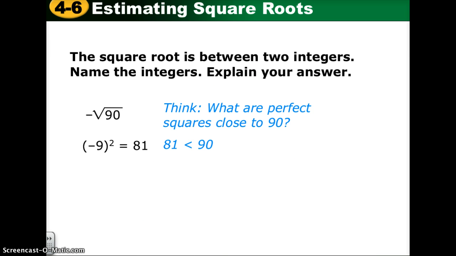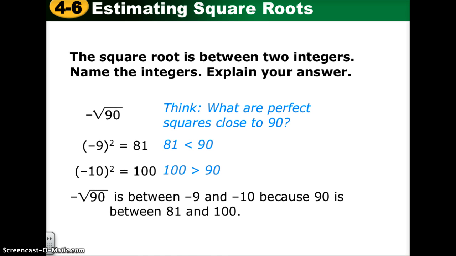We know that with 90 under the radical, we're looking for where that number fits between. The negative we can worry about at the end. So negative 9 squared is 81. Negative 10 squared is 100. So negative square root of 90 would be between negative 9 and negative 10, since 90 falls between the perfect squares of 81 and 100. So really we only needed to worry about the negative at the end for writing our answer.